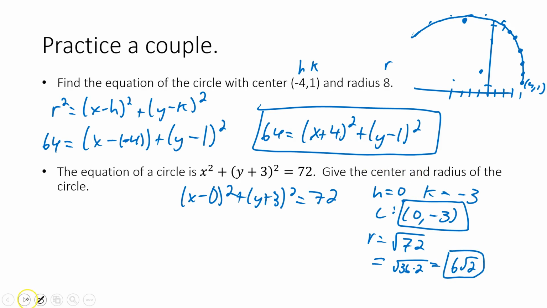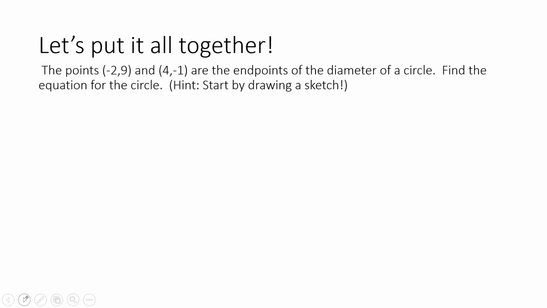All right, let's try another one. This is kind of putting everything together from P2. Let's see if we can do it. The points negative 2, 9 and 4, negative 1 are the endpoints of the diameter of a circle. Find the equation for the circle. I say to start by drawing a sketch. So I'm going to help you draw a sketch, and then I'm going to see if you can do this one.